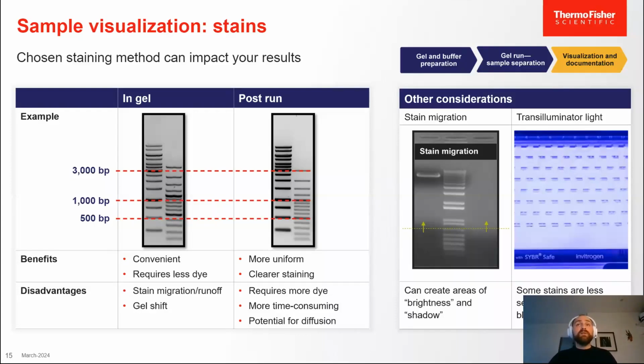So post-run is a lot better if you have a high range, say several fragments of different sizes spread out. Post-run staining is probably the best option that you should do. While in-gel staining will likely make the small fragments that migrate much faster appear much dimmer than the larger fragments that are at the top of the gel.